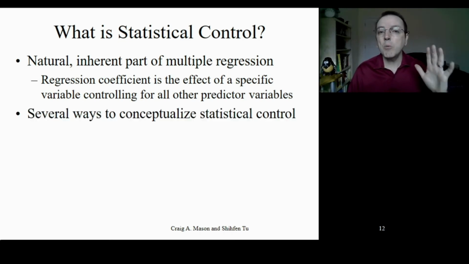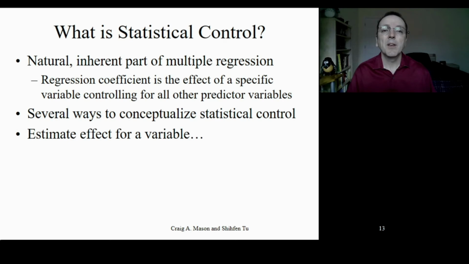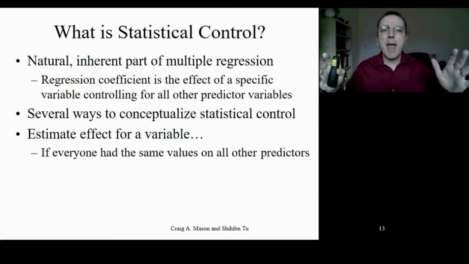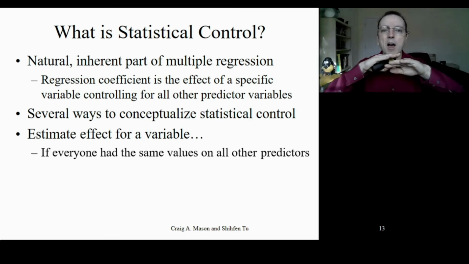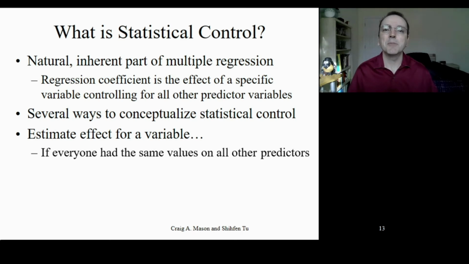Now, there are several ways that you can think about or conceptualize how statistical control works. So you may hear or read people talking about it in different but fundamentally equivalent sorts of ways. I think one of the easiest is that you can think of statistical control as a way of estimating what we think the effect of one variable would be if we could somehow magically make everybody the exact same value on all of the other predictor variables.